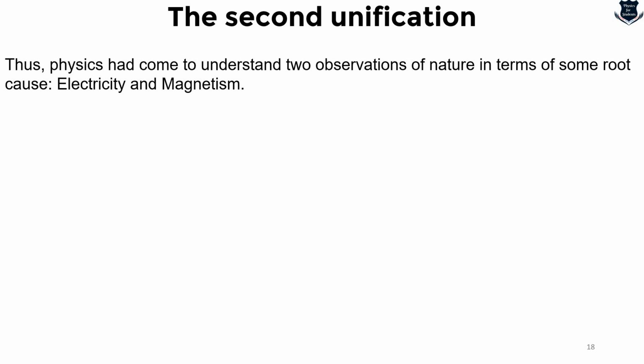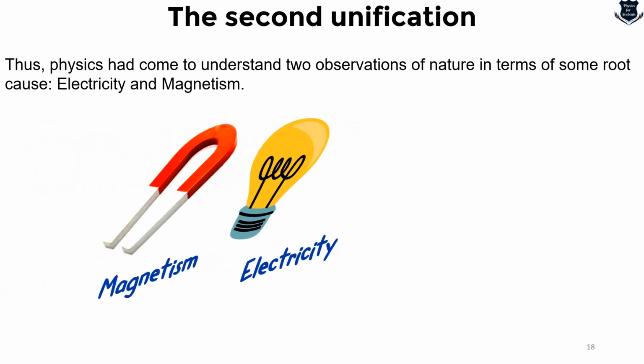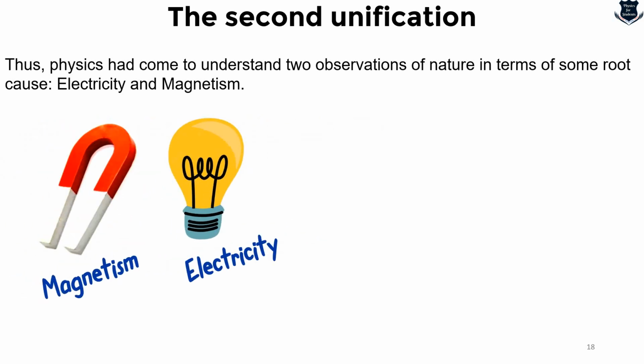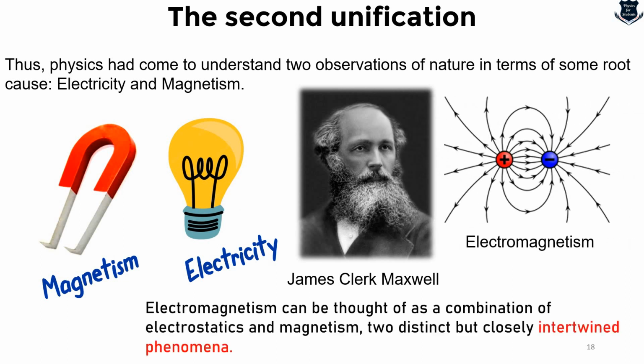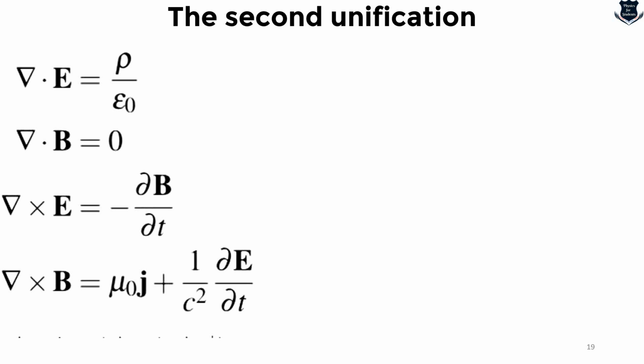Now, physics has come to understand two observations of nature, electricity and magnetism. During that time, electricity and magnetism were understood as two distinct phenomena until the arrival of this great English person, James Clerk Maxwell. What James Clerk Maxwell did is that he defined and united magnetism and electricity into one single phenomenon, which is called electromagnetism. Here you can see that I have written that it is a combination of electrostatics and magnetism, two distinct but closely intertwined phenomena. Now, we saw that these were actually found by Chinese and Greeks, but this great person actually united them. And how he did that is coming up in this part of the video.